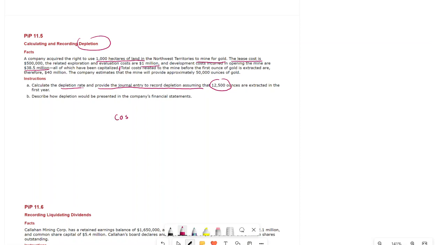So the cost of the mine before we started the operation is 40 million. So that's what they're telling us. The cost of the asset is 40 million. So in this case they told us we have some in the lease. What does that represent? We have a lease cost. The lease cost is 500,000. So that's the lease cost.